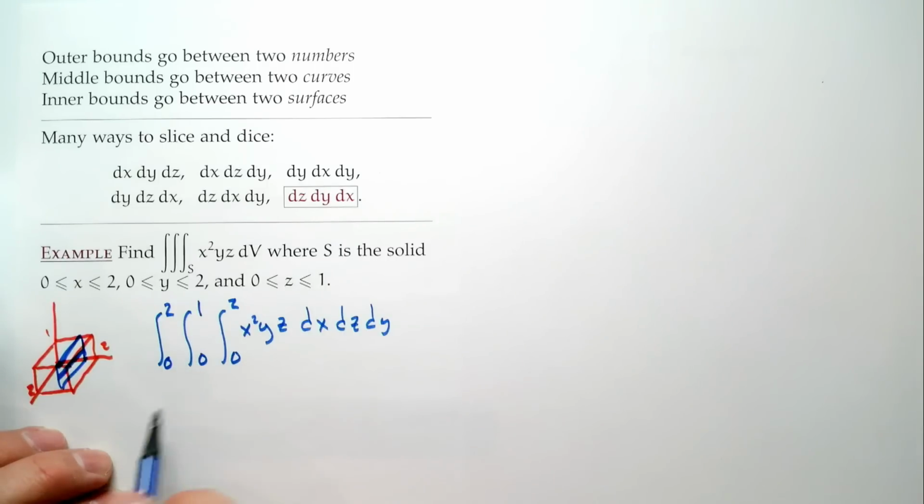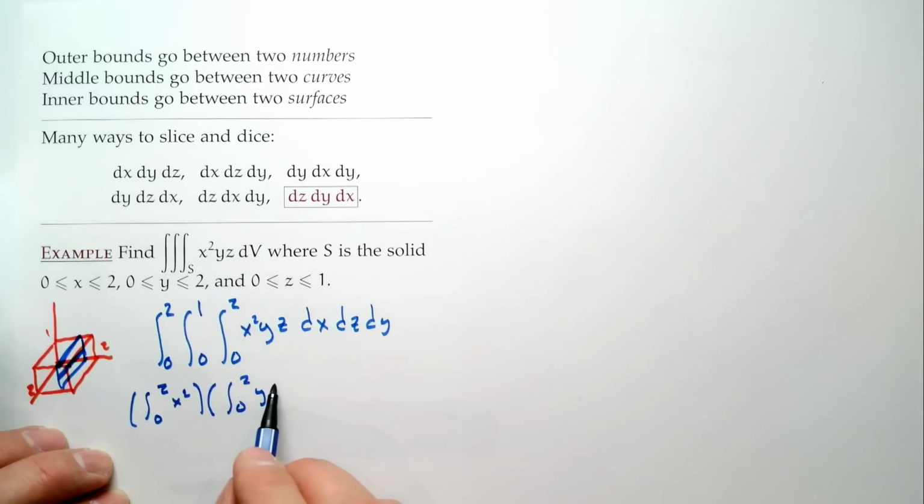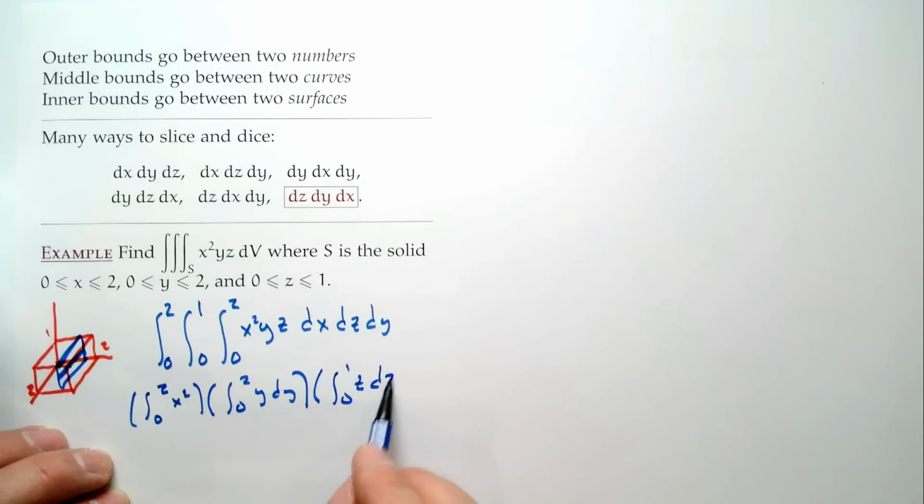It's the same as I'm pulling off the part that has to do with x. Well, that would be 0 to 2 of x squared. Pull off the part that has to do with y, 0 to 2 of y. And pull off the part that has to do with z, and that's 0 to 1 of z dz. Again, I can only do this because it's a box, and my function has a nice form where I can separate it, pull it apart. Not everything has that form, but this does.